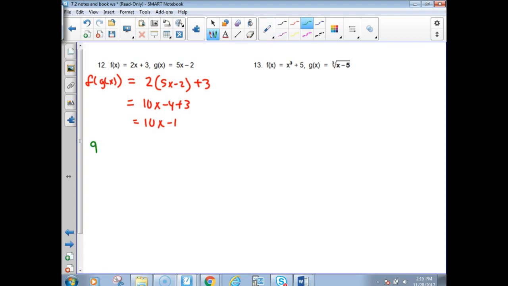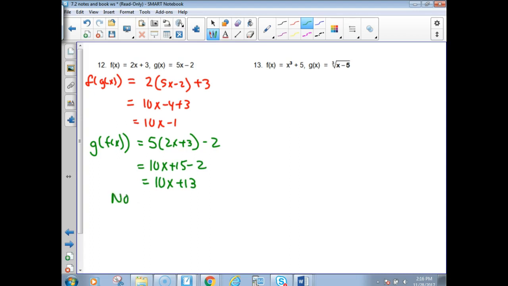Let's see what we get for the g of f of x. Putting the f function into the g function would give us 5 times 2x plus 3 minus 2. Distributing gives you 10x plus 15 minus 2, which is 10x plus 13. So these are not inverses.